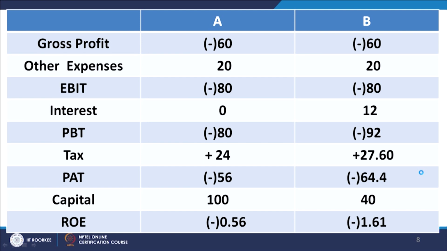If that is the case, even then what we find is that the return on equity in the case of the equity finance company turns out to be minus 56%, whereas in the case of the hybrid financing company it turns out to be minus 161%. So here again, irrespective of whether we consider the tax liability as zero on account of losses, or we assume that the losses could be set off against the profits of previous years, and hence provide for taxation on that basis, we find that the difference between the two still magnifies due to the leverage effect.